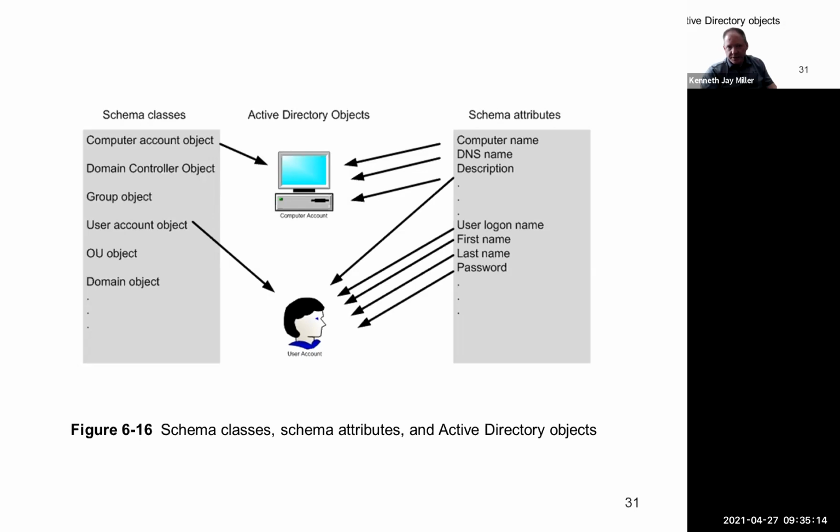So the attributes of the computer would be its name, its DNS name, a description. The attributes for the user account would be the logon name, the first and last name, password, maybe their phone number, their office, their extension, whatever that would be. That way we can keep track of that information.